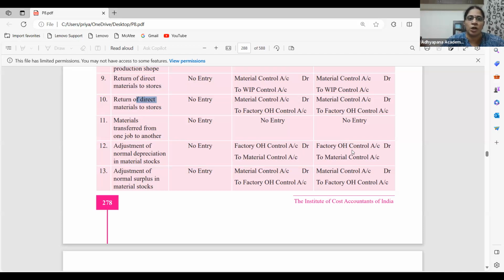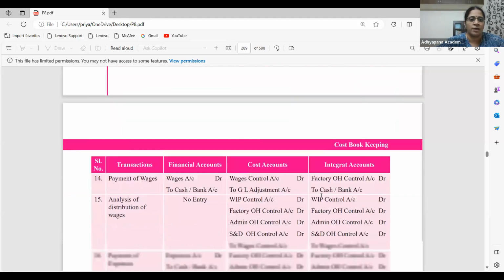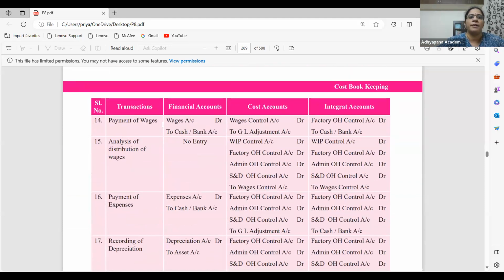When there is surplus in stock, I have told you about abnormal gain and all in case of process costing. So when there is surplus stock, what will happen? It will be material control to factory overhead control. So the same entry will repeat under integrated accounting also. Then payment of wages. So analysis of material cost is over. Direct material, indirect material issued for production, returned, depreciation, then surplus, all that is recorded.